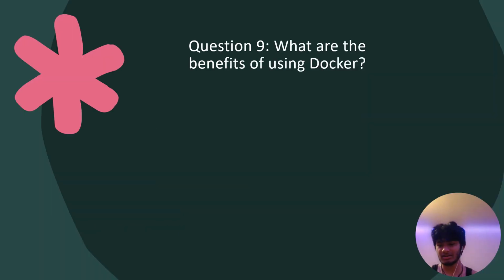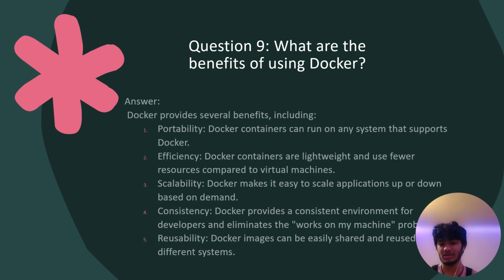So, we had all this conversation about the different things that go on in Docker. So what are the benefits of using Docker? Well, for one, portability. Docker containers can run on any system that supports Docker. And for two, efficiency. Docker containers are lightweight and use fewer resources compared to virtual machines. So it might be better to use Docker if you want to use far fewer resources. Another thing is scalability. Docker makes it easy to scale applications up or down based on the demands, so it may be better to use Docker in some situations.